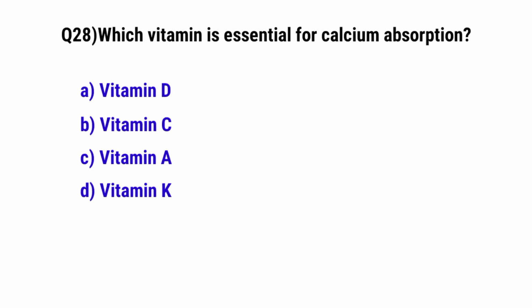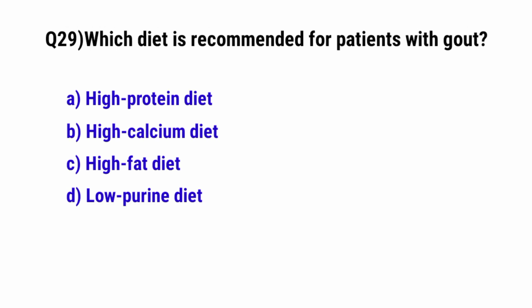Question number 28. Which vitamin is essential for calcium absorption? The correct option is A, vitamin D. Question number 29. Which diet is recommended for a patient with gout? The correct option is the low purine diet.